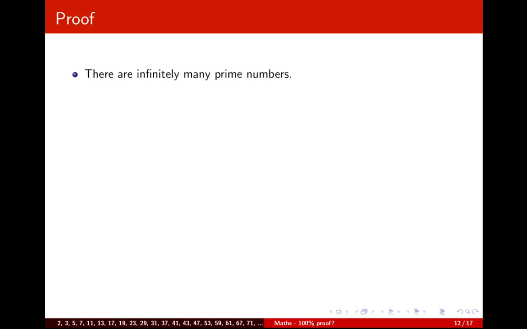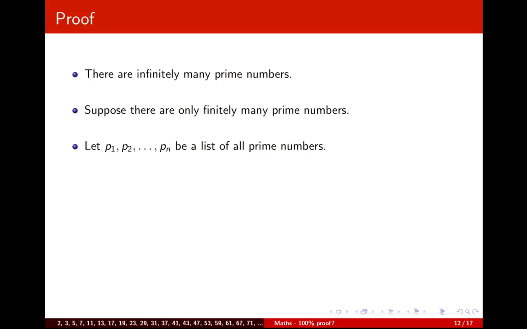So we're going to prove now that there are infinitely many prime numbers, so however long you spend looking for prime numbers, you will never find them all. So let's suppose, to prove that there are infinitely many prime numbers, the opposite of this statement, and get a contradiction. So suppose there are only finitely many prime numbers. And let's suppose that list of finitely many prime numbers is p1 to pn.